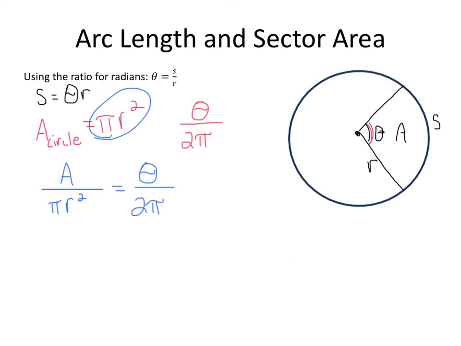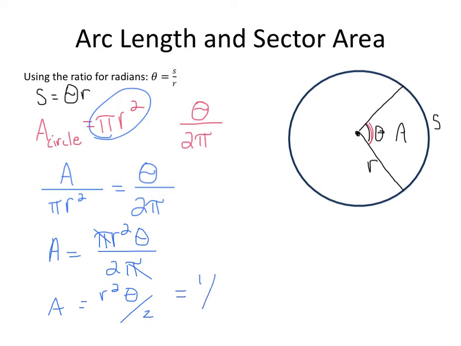From here, we actually could solve for A, which would give us a formula for sector area. In order to do that, I simply clear this denominator by multiplying by it on both sides, and I get that A is equal to pi r squared theta over 2 pi. Here, pi cancels out, and I have r squared theta over 2. And to avoid keeping this as a complete fraction, we could simply rewrite this as 1/2 r squared theta.